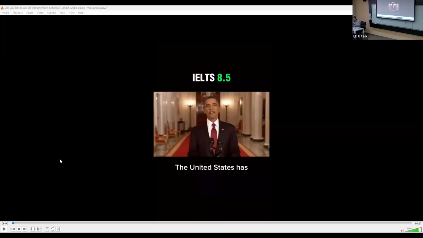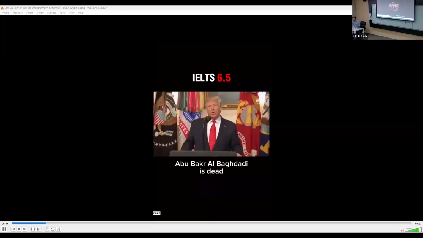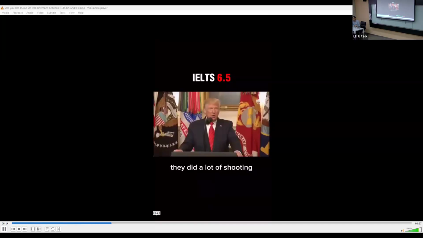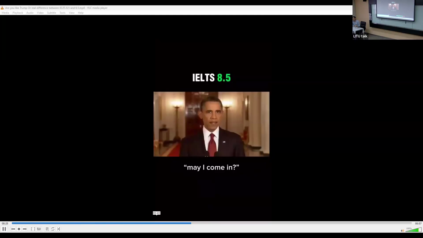So let's watch. The United States has conducted an operation that killed Osama bin Laden. Abu Bakr al-Baghdadi is dead. The United States launched a targeted operation against that compound. They did a lot of shooting and they did a lot of blasting, even not going through the front door. You know, you think you go through the door. If you're a normal person, you say, knock, knock, may I come in? After a firefight, they killed Osama bin Laden and took custody of his body.